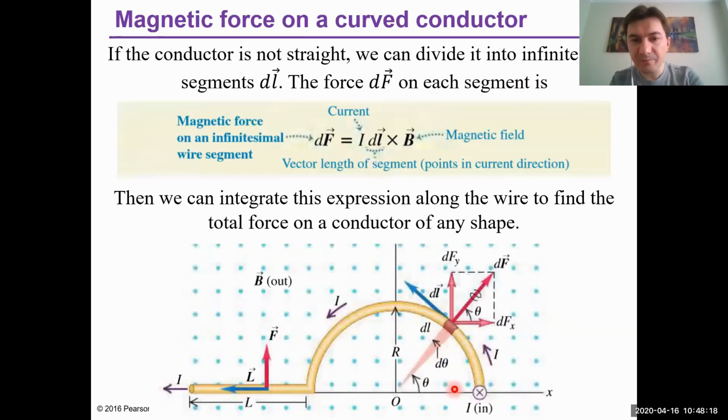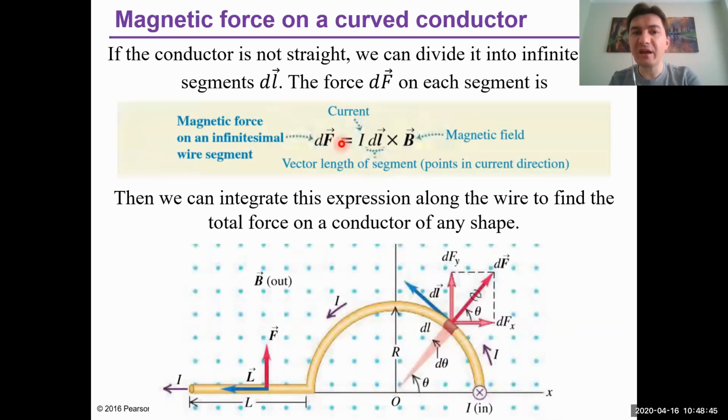Here, what you see is a wire. Actually, there is another part here into the page and three segments. So what do you see here? We have a straight wire here, but here we don't have a straight wire. This is a curved conductor, and then you select a dl part here.